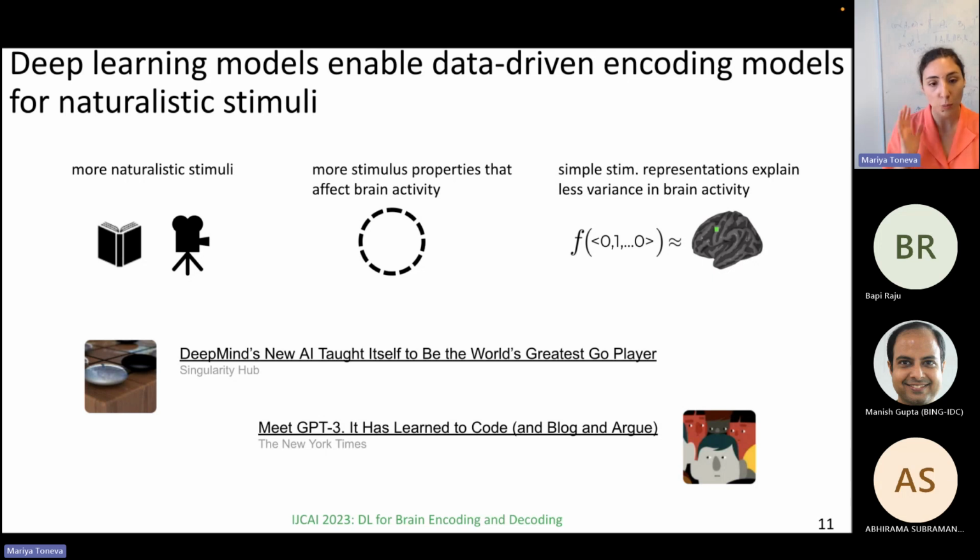And just as a spoiler alert for the work that I'll be telling you about in a few slides down in this presentation, these internal representations from deep learning models, like for example language models, can explain substantial variance in the brain response as somebody is reading a book or even watching a movie. So we do see this quite significant correspondence between the representations in the models and the representations in the brain. So using features from these deep learning models can enable data-driven encoding models for these naturalistic stimuli.